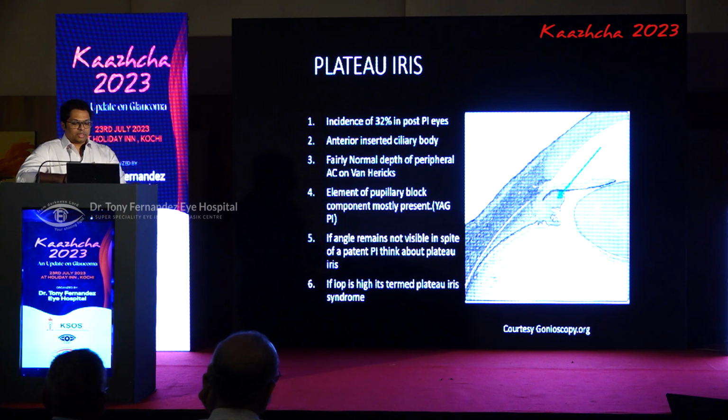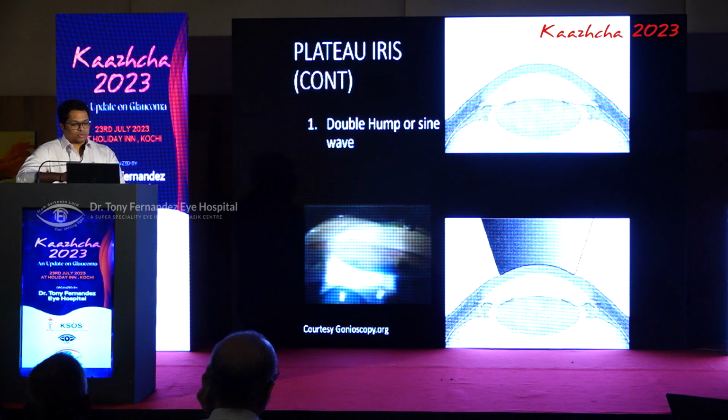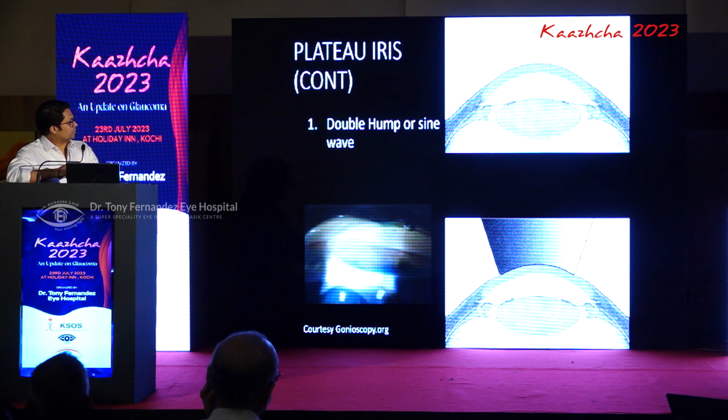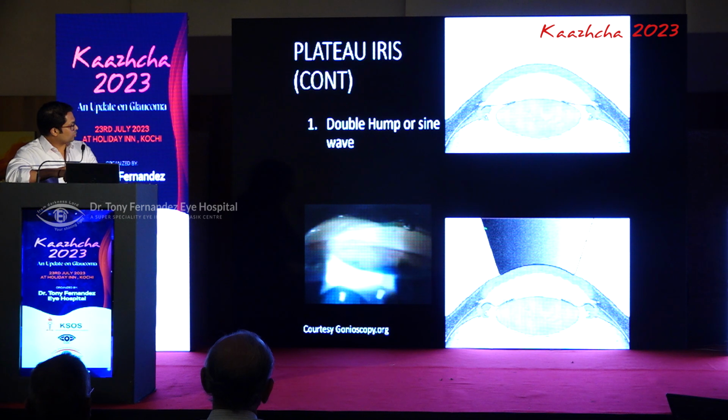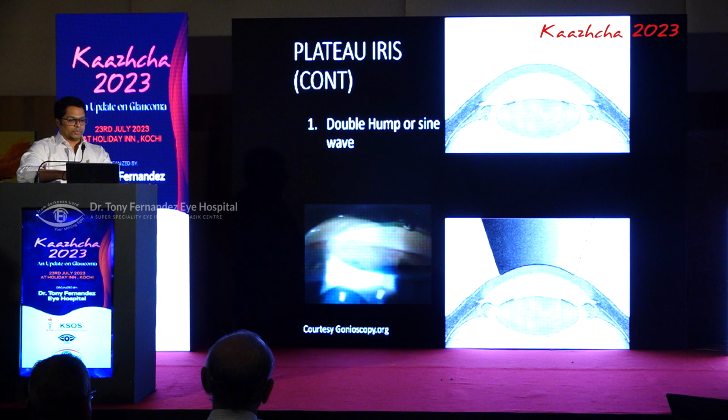You see that there is a double hump appearance. So let's look at it. So this is how it appears. So you cannot see the angle because of this climbing up of the peripheral iris and crowding of the angle. So as you do indentation, the mid-peripheral iris moves backwards, whereas there are two humps. One is because of the convexity of the lens, and one is because of convexity of the ciliary body. We can also call it a sine wave.